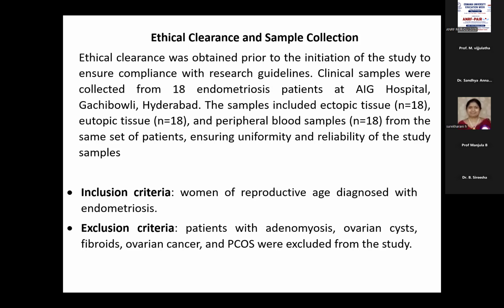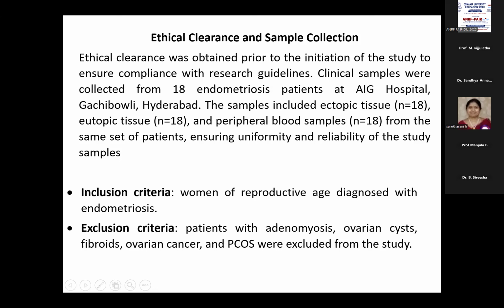Because germline mutations may not occur with endometriosis, since endometriosis is not basically a cancer, we are suspecting some somatic mutations. So we collected blood, eutopic and ectopic samples. We have exclusion and inclusion criteria, patient consent forms were also taken, and we got the ethical clearance. Eighteen samples have been collected.